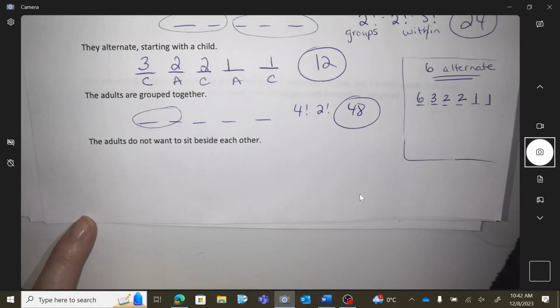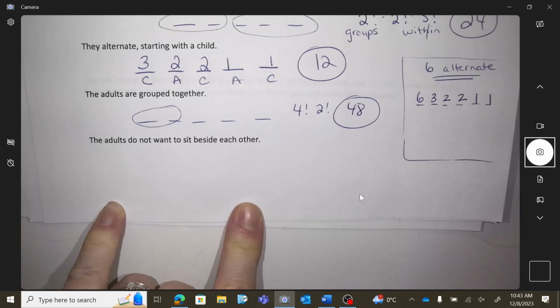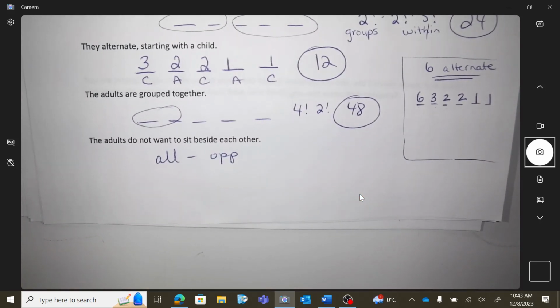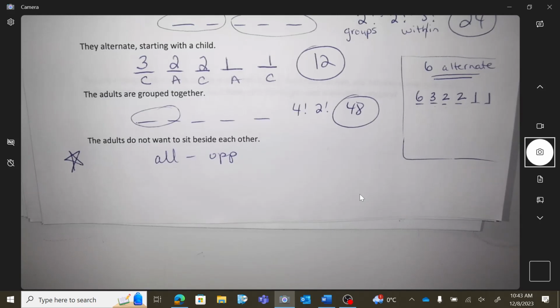Okay, now on this last one, the adults don't want to sit beside each other. So the method for this one, you just kind of have to memorize this method, is all minus opposite. Okay, so make sure you know this one. You will not be able to figure it out just trying to make the placements.